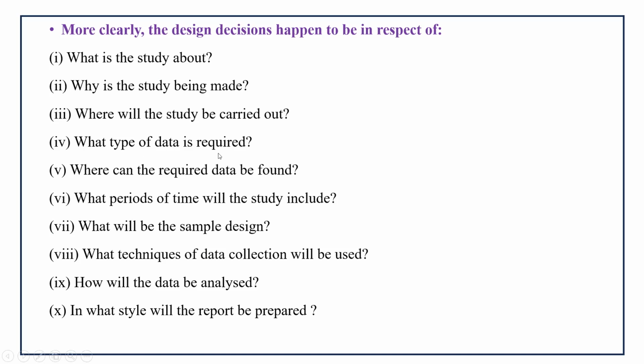Then what type of data is required now? If I want to study the production of antibiotics from Pseudomonas species, what kind of data do I require? I require to know, till date, how many organisms have been studied for antibiotic production, right? Then I need to find out which types of antibiotics they produced. All this data I need to collect. Now, where can the required data be found?